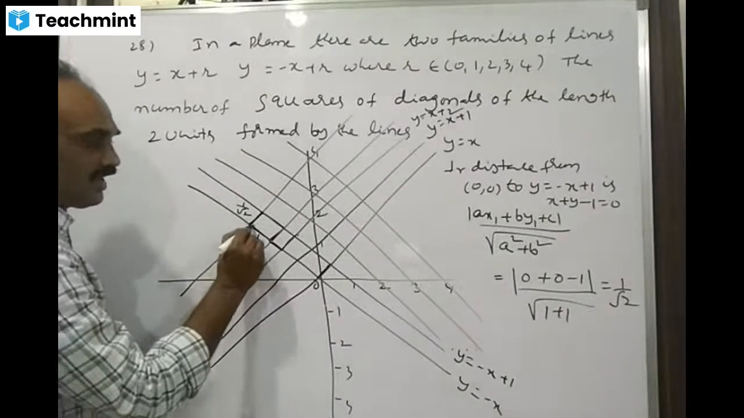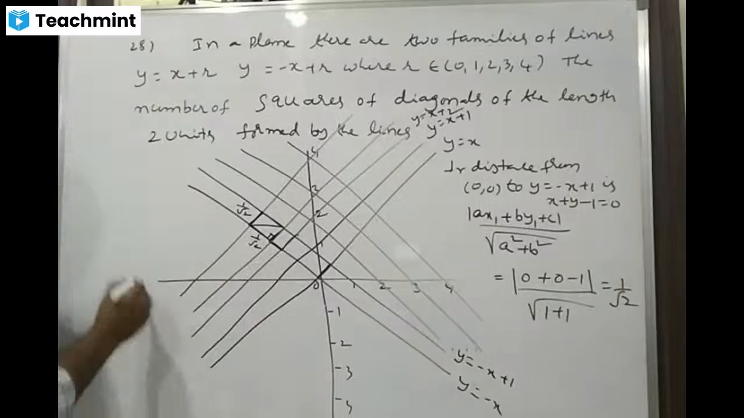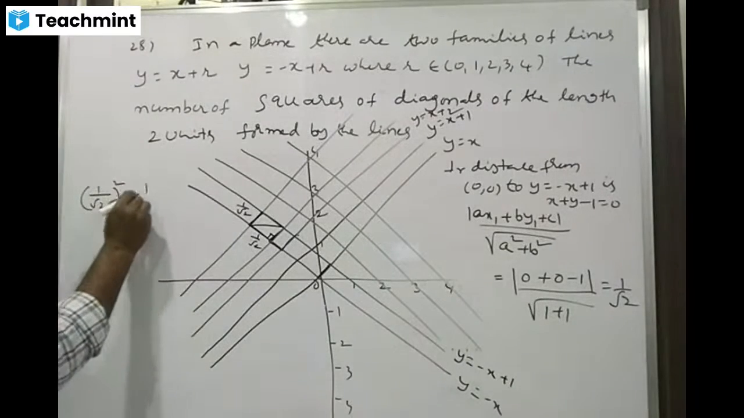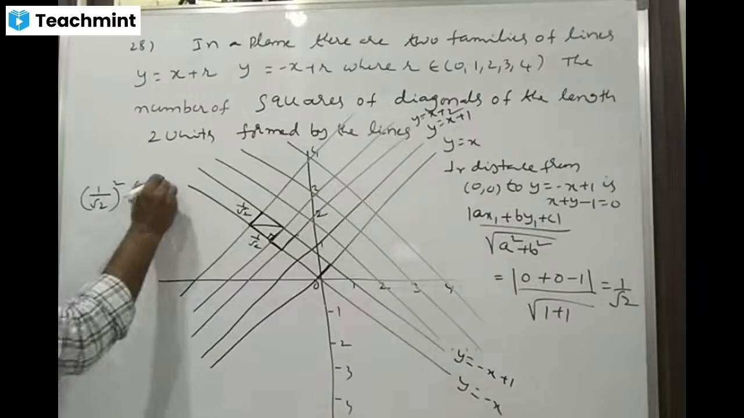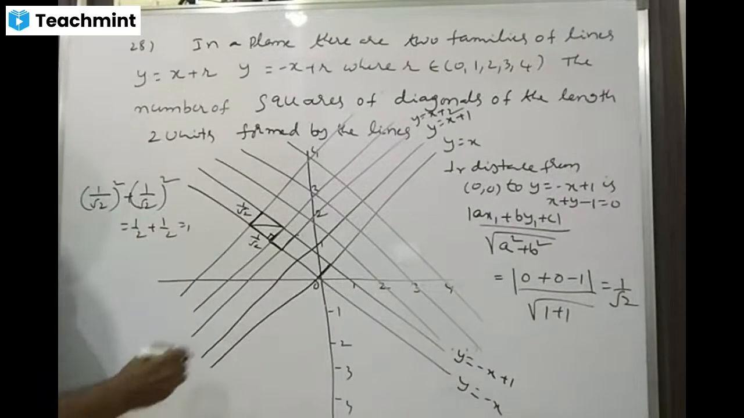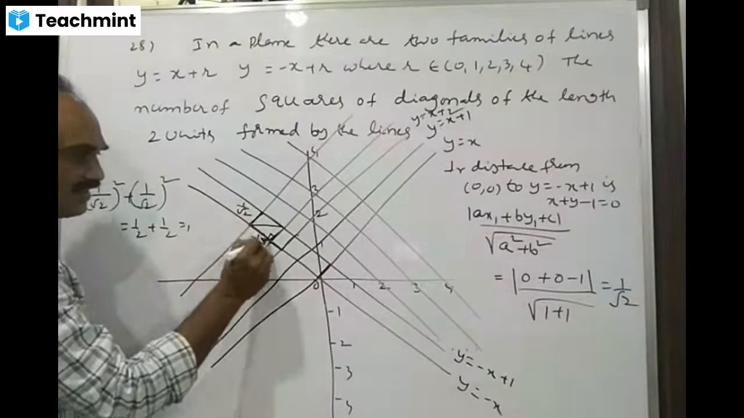What is the diagonal, friends? Here the angle is 90. So the diagonal is equal to the square root of (1 by root 2) whole square plus (1 by root 2) whole square. That is equal to 1 by 2 plus 1 by 2, which is 1. Friends, this square's diagonal length is 1.